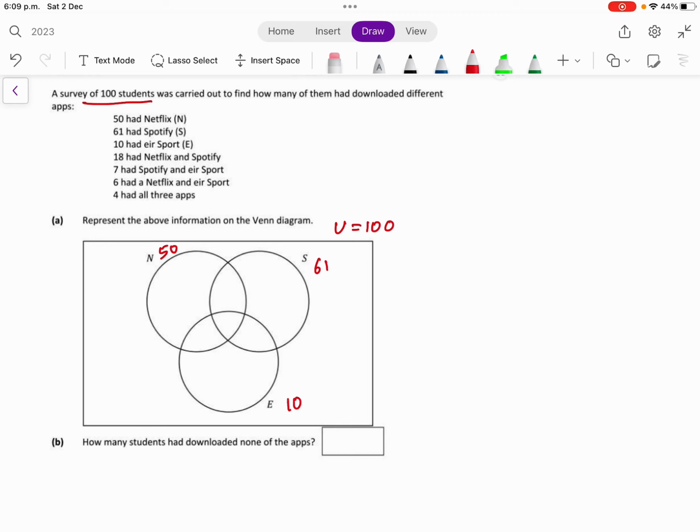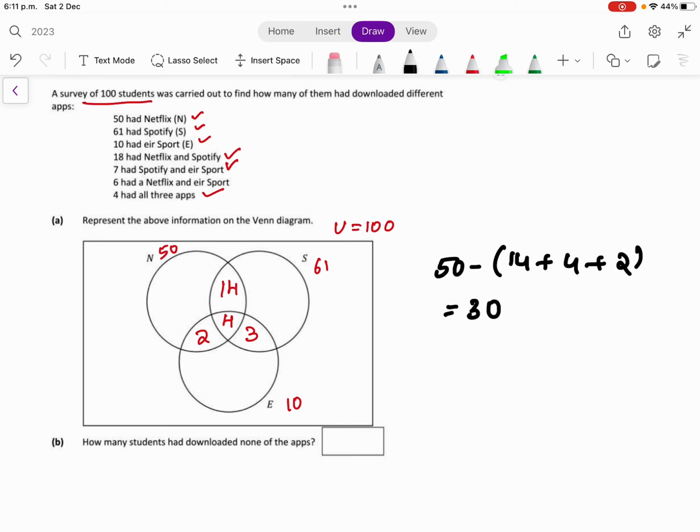Okay. Now once we have all this information, you can start filling in the outer circle like this one. So for the Netflix you have 50 as a number. To find what is remaining, you do 50 minus 14 plus 4 plus 2. So that is adding up all these together and subtracting. So 50 minus 14 plus 4 plus 2, which is equal to 30. So this will be 30 here.